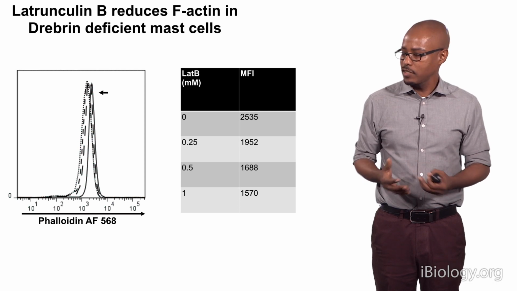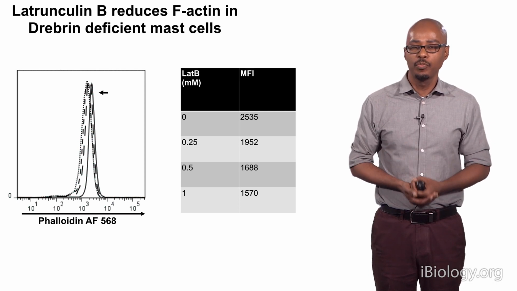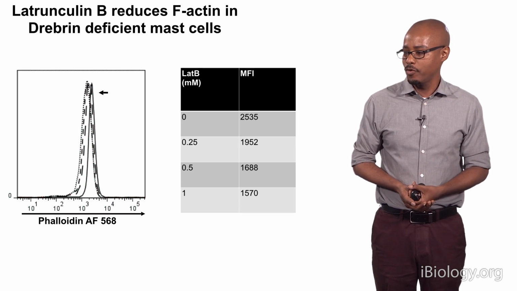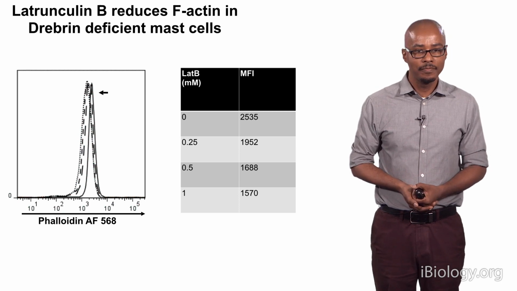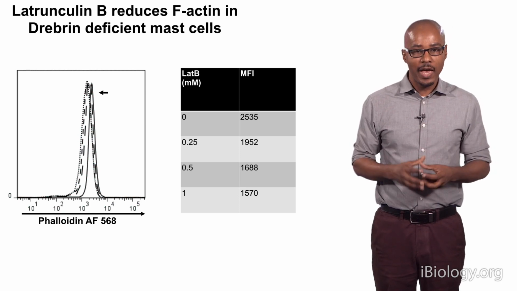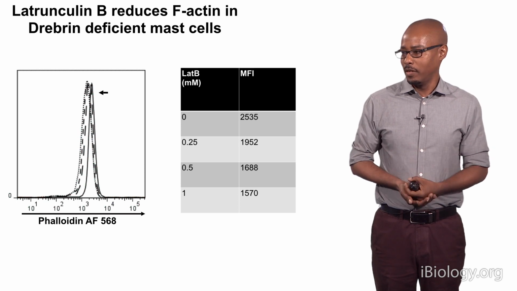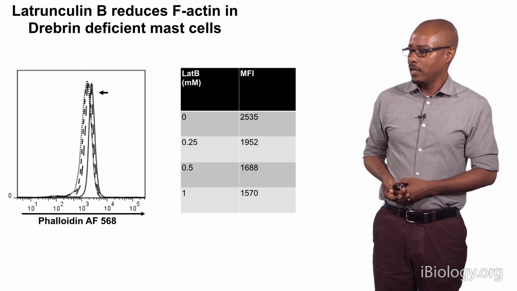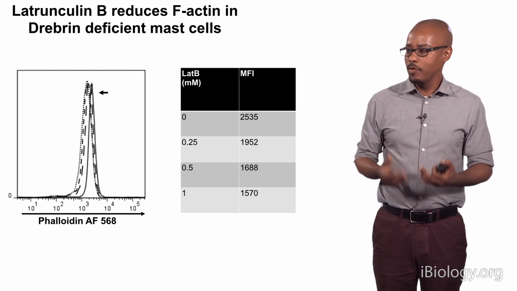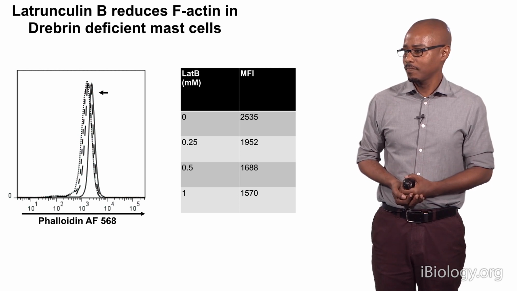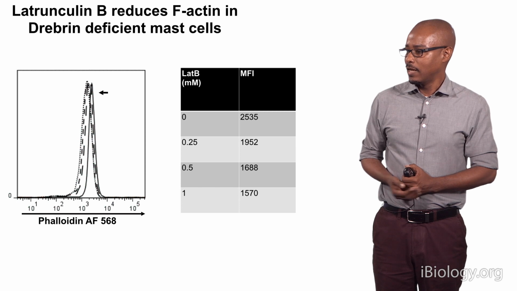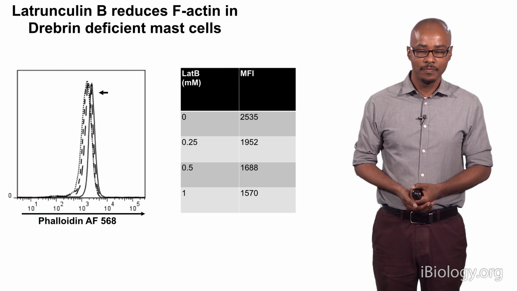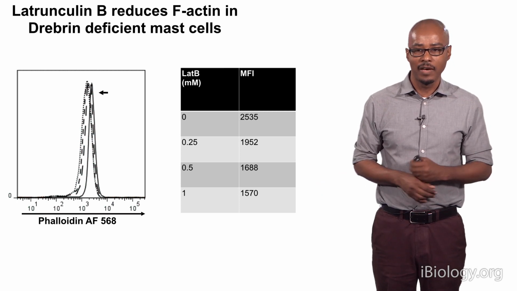So we asked the question, can we relax the F-actin superstructure in these Drebrin-deficient cells and rescue the function in the absence of Drebrin? So we used a compound called Latrunculin B. What Latrunculin B does is it binds to actin and increases its mobility, or it reduces the amount of F-actin in cells. And what I show you here on the right is our flow cytometry graphs of Drebrin-deficient mast cells treated with Latrunculin B. And you can see here in the table on the left, as we increase the amount of Latrunculin B, we reduce the amount of F-actin in these cells. So we can use Latrunculin B to tune the amount of F-actin in these cells.